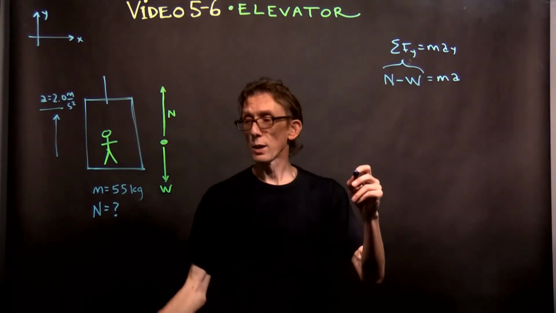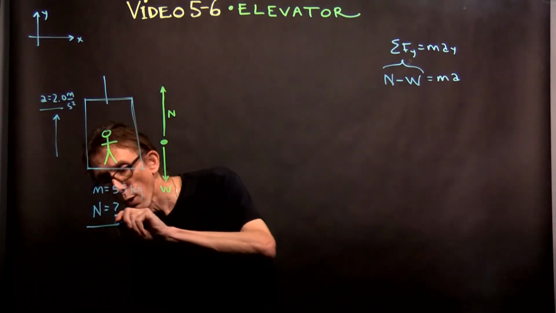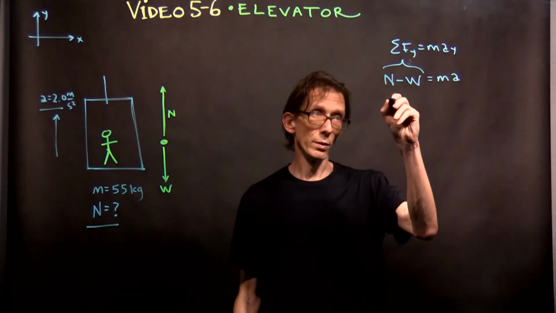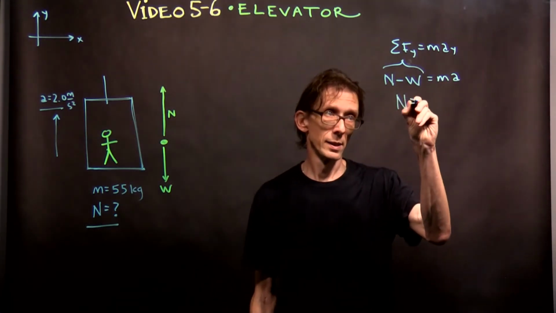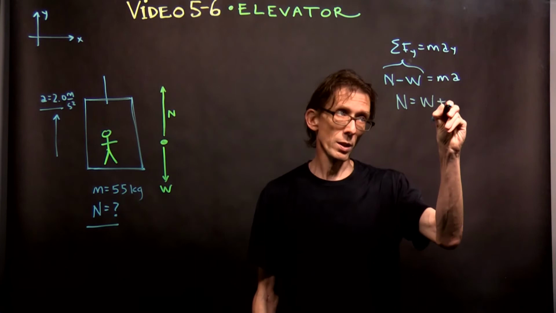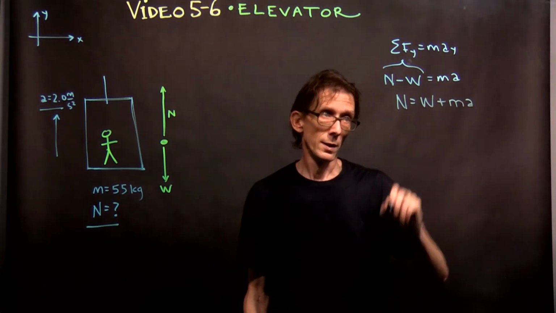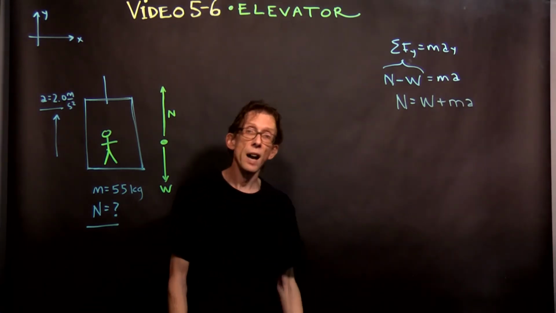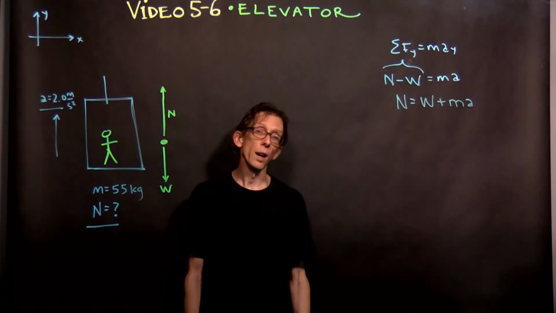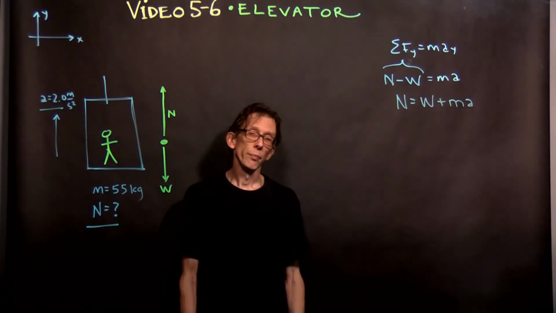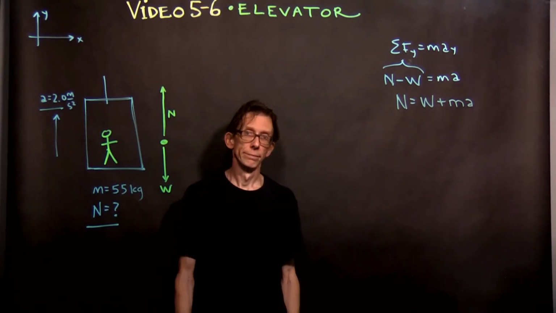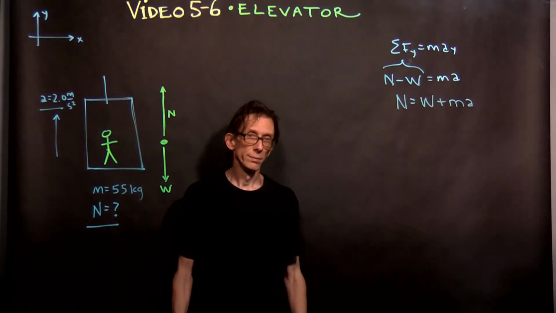So we can solve this for N. We're looking for N, right? We want to know what the normal force is. Easy enough to do. Add W to both sides. First thing to notice here, the normal force is not equal to the weight as it was for the coffee cup. It's equal to the weight plus something. Okay? It's more than the weight.